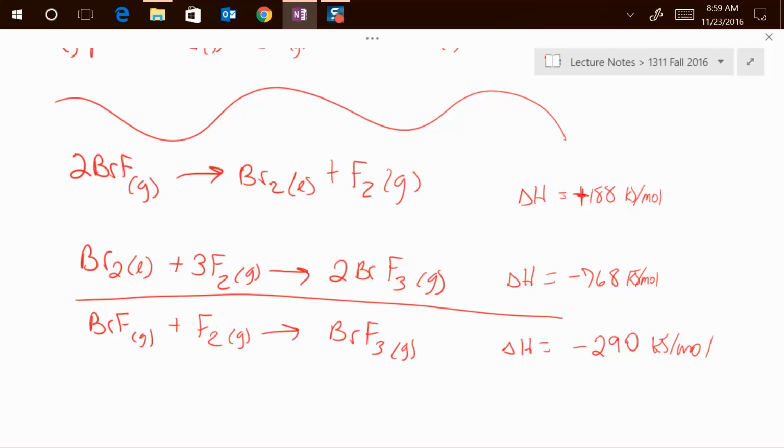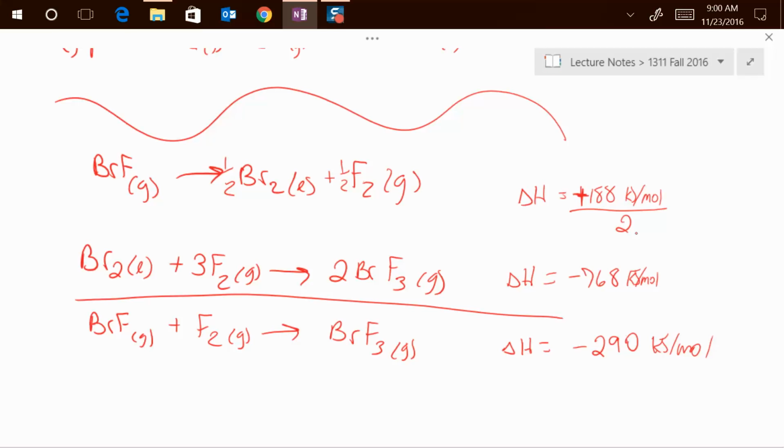Now look at the number of BrFs down here. I only have one, right? I have 2 up here, so what do I have to do to this? Good, I have to divide it by 2, right? So I'm going to get this as 1, this is going to be 1/2 Br2, and this is going to be 1/2 F2, right? And then I'm going to divide that by 2. Okay? We're okay so far?